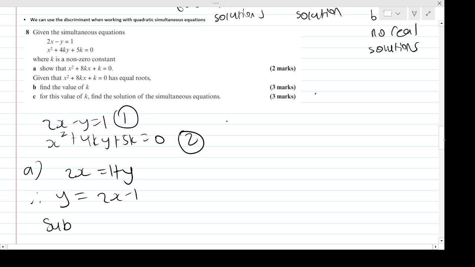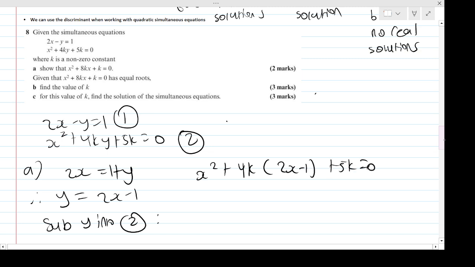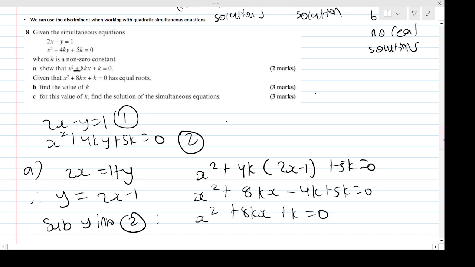So then I'm going to sub y into the second equation. Therefore, I'm going to do that over here. x squared add 4k y. Now 4k lots of 2x minus 1, add 5k equals 0. Then I could expand the brackets to get x squared plus 8kx minus 4k plus 5k equals 0. Then I can simplify a bit more because I have two lots of k's here. So I have x squared plus 8kx plus k equals 0. And what do you know? I get the exact quadratic they wanted.